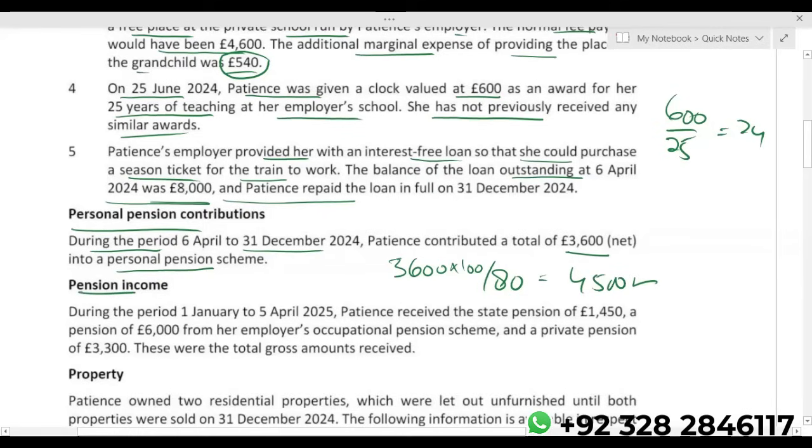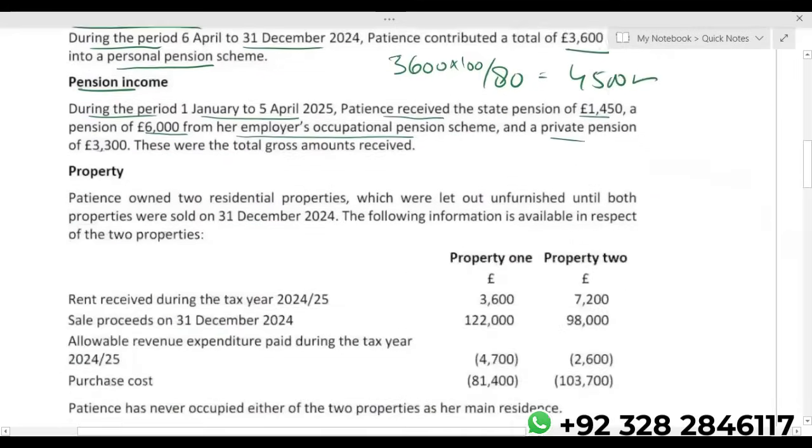Pension income. During the period from 1st January till 5th April 25, the taxpayer received the state pension 1450, a pension of 6,000 from her employer's occupational pension scheme and a private pension. So all these pensions you will add in your income. And we know that pension income is also a non-saving income.